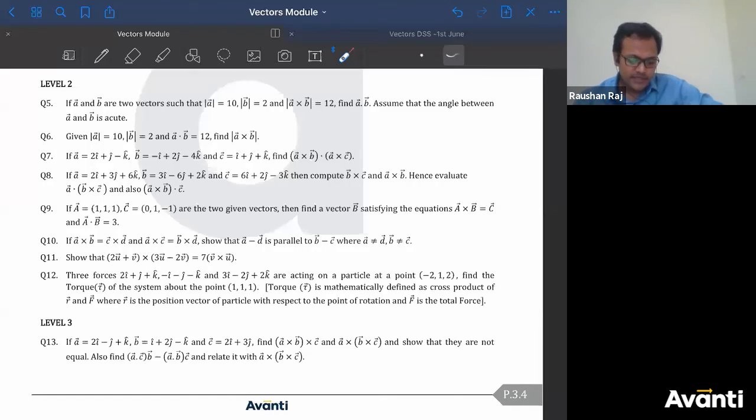See, A and C are given to you as vectors in coordinates. Look here, 1, 1, 1. That is i cap plus j cap plus k cap. C is also a vector, that means 0 i cap plus j cap minus k cap. Then find a vector B satisfying the equation A cross B is equal to C. You have to find a vector B which should satisfy this relation.